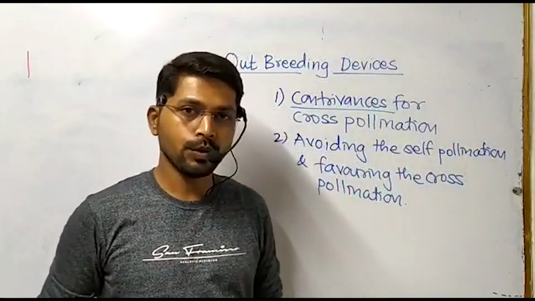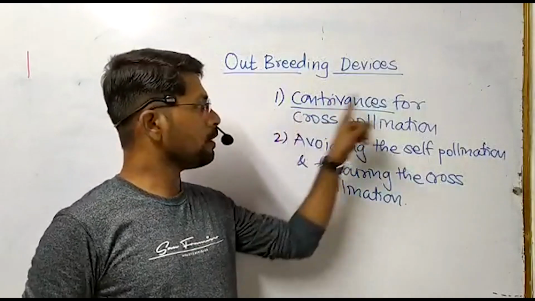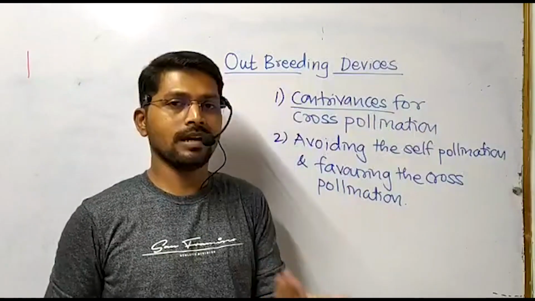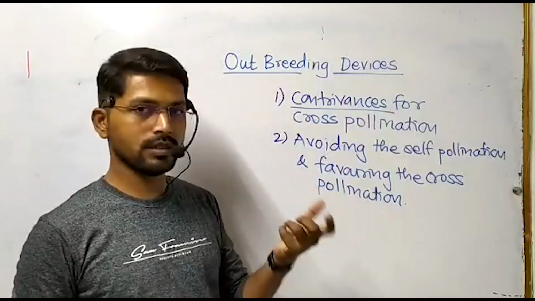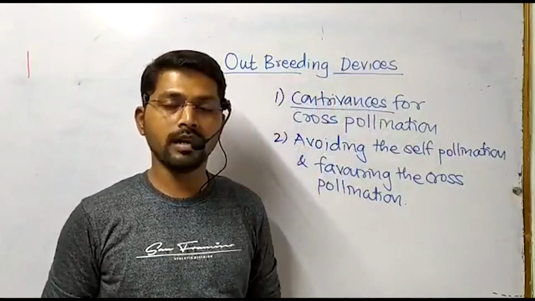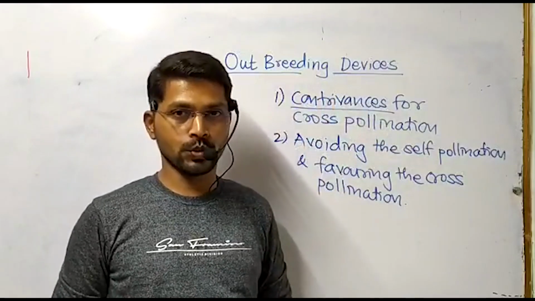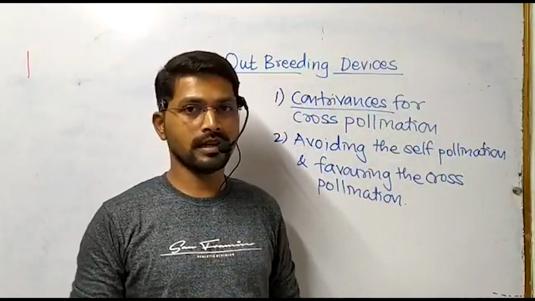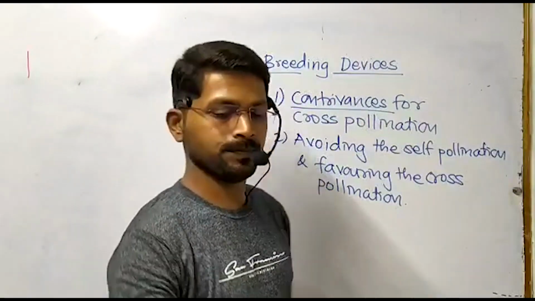In this particular unit, we are going to discuss different contrivances for cross-pollination. In other words, you can also use the term different types of outbreeding devices developed by the angiosperms. Let us see the list first, and then we are going to discuss one by one.